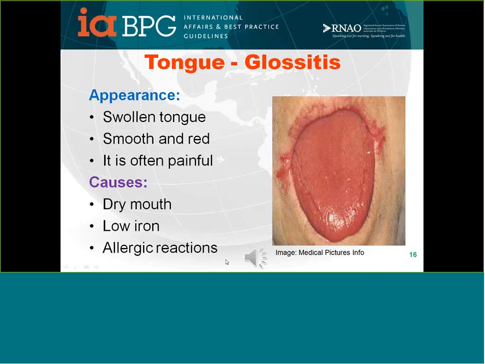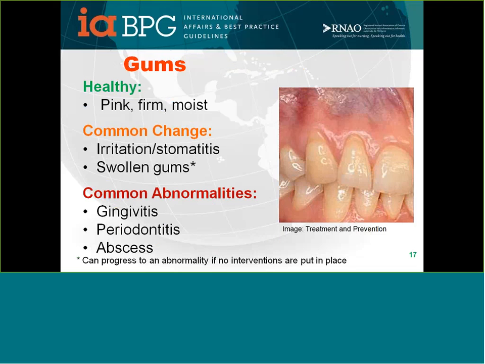Glossitis will appear as a smooth, swollen red tongue. It is often painful. Glossitis can be caused by dry mouth, trauma, low iron levels, some systemic diseases, and allergic reactions.